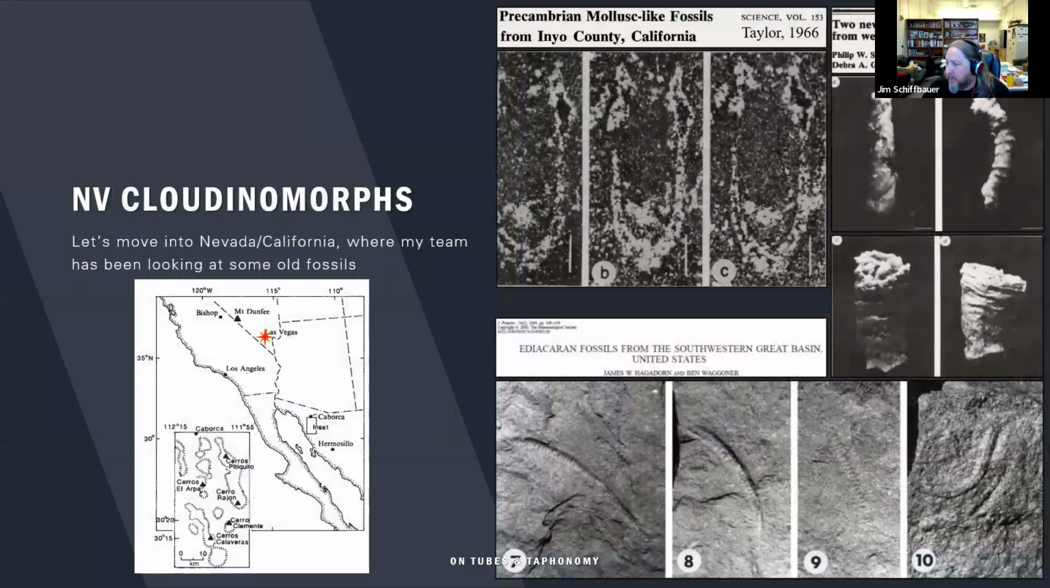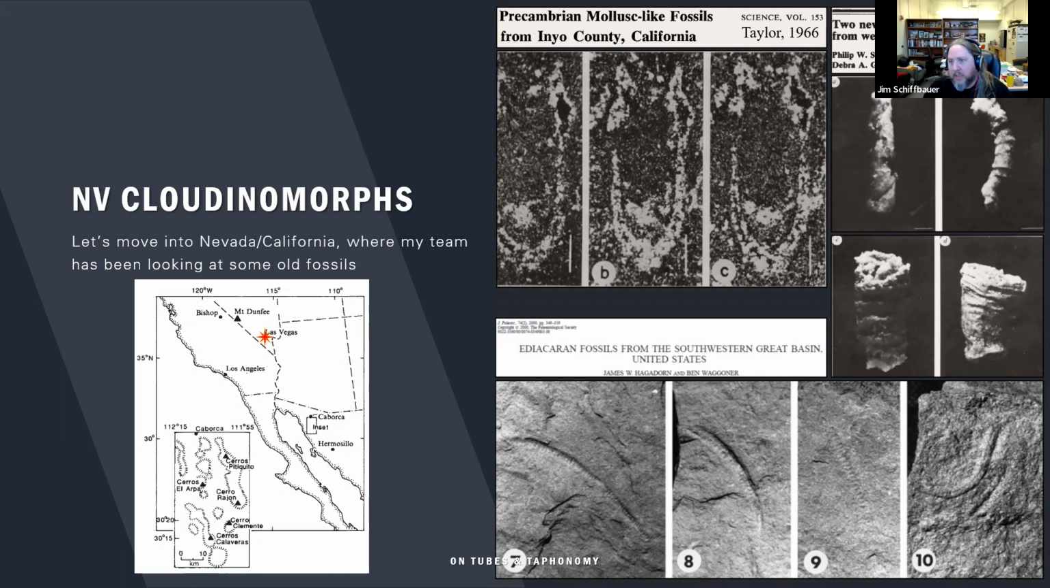And so what we've been doing is, of course, this is a drill down into a couple of specific localities rather than thinking about a global scale. But I think these kind of efforts are things that we need to keep doing around the world where we have really nicely well-preserved organisms. And what we've done in Nevada is we've been taking a look at some old fossils.